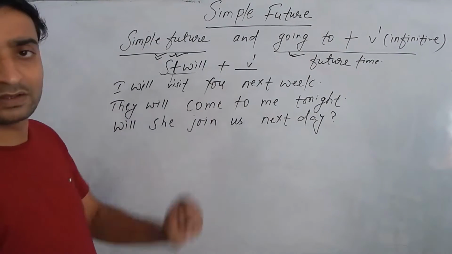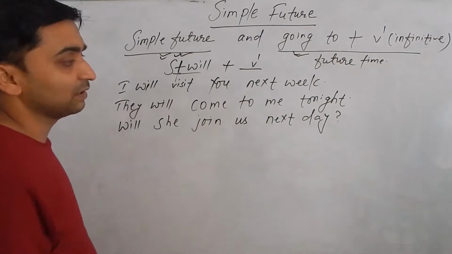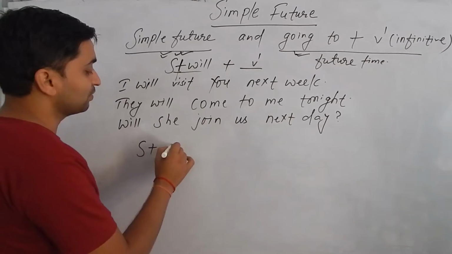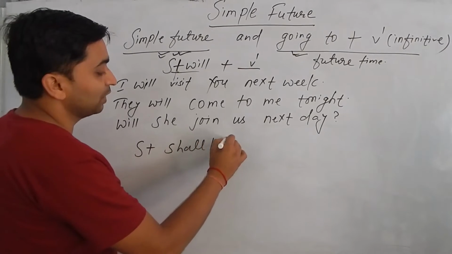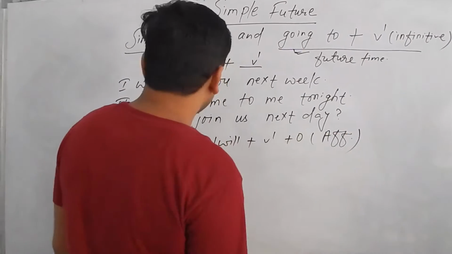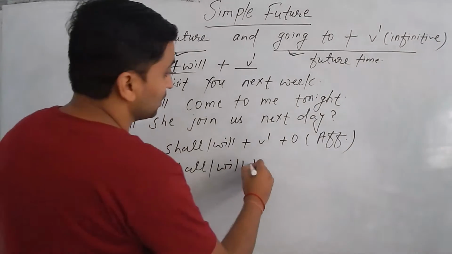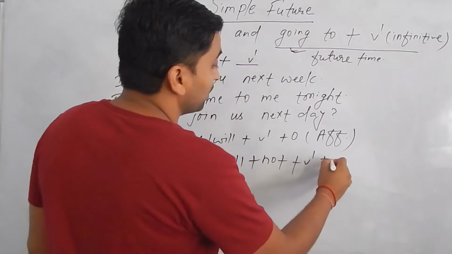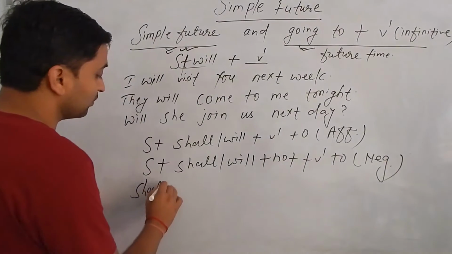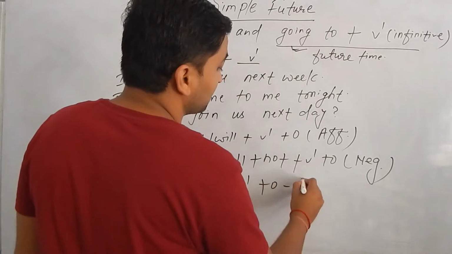I will visit you next week. Similarly, they will come to me tonight. We will join you next day. Through these examples, you can form the structure very easily. Subject plus shall/will plus V1 plus object. This is the affirmative one. Similarly, subject plus shall/will plus not plus V1 plus object. This is the negative one. And shall/will plus subject plus V1 plus object and question mark.